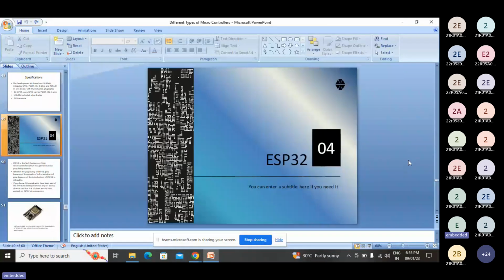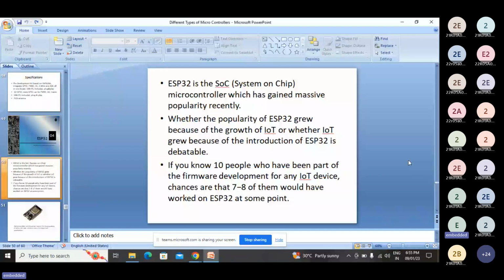So the other type of microcontroller is ESP32. ESP32 is the SoC microcontroller which has gained massive popularity. SoC stands for System on Chip. Whether the popularity of ESP32 grew because of the growth of IoT, or whether IoT grew because of the introduction of ESP32, is debatable.